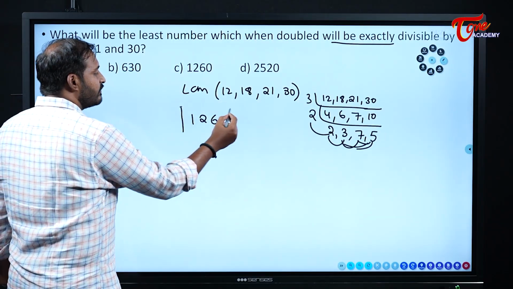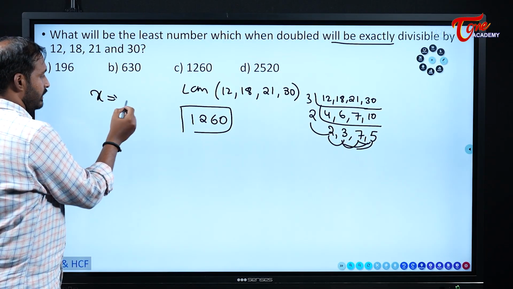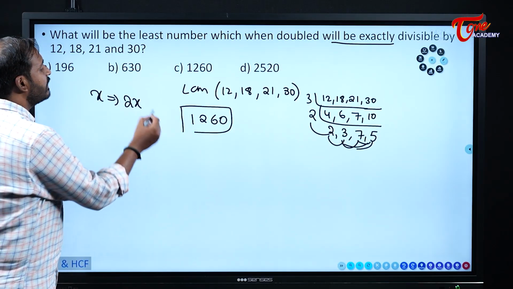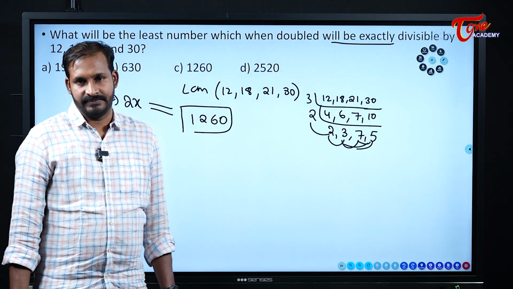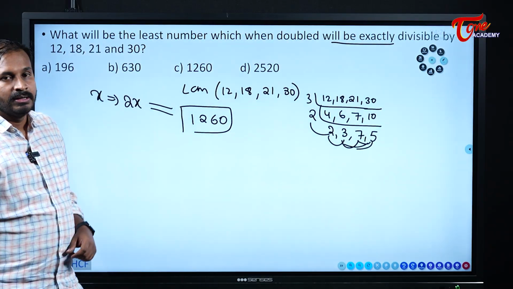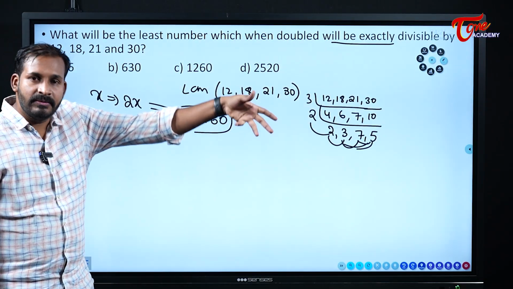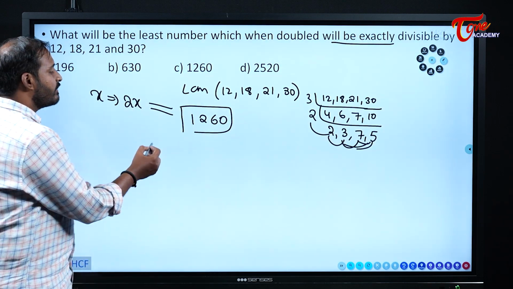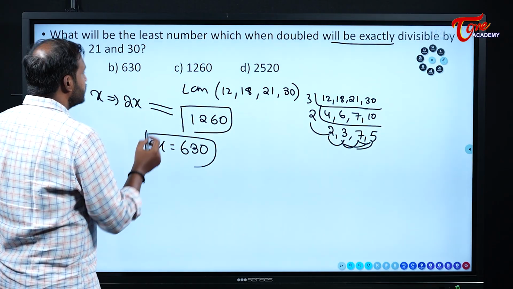Did they ask us the LCM? No. There is a number x. When it is doubled, that means 2x, then that number is divisible by all these numbers. Actually 1260 is the number which is exactly divisible by these numbers. But what they are telling is there is a number which, when doubled, will be divisible. That means 2x is equal to 1260. So x becomes 630.